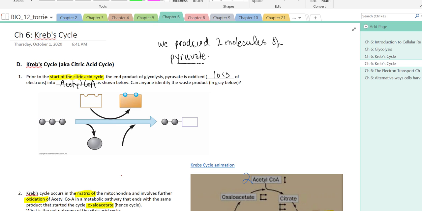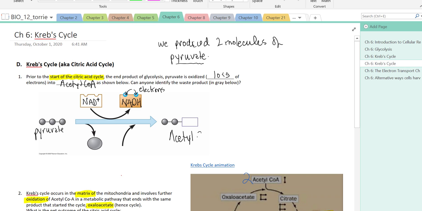So essentially what's happening here is we have this pyruvate. It undergoes oxidation, and so it's going to lose its electrons to this NAD+. So here's our electrons, and as NAD+ picks up two electrons and a proton, it becomes NADH. So there's our H.